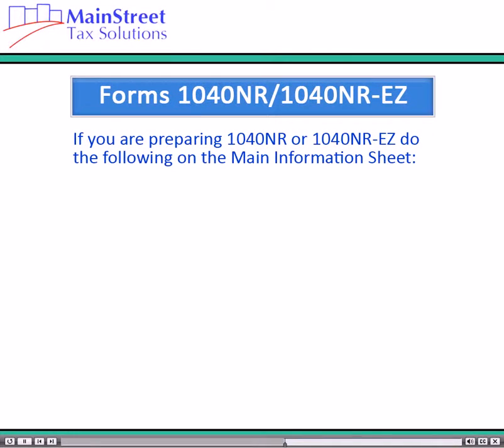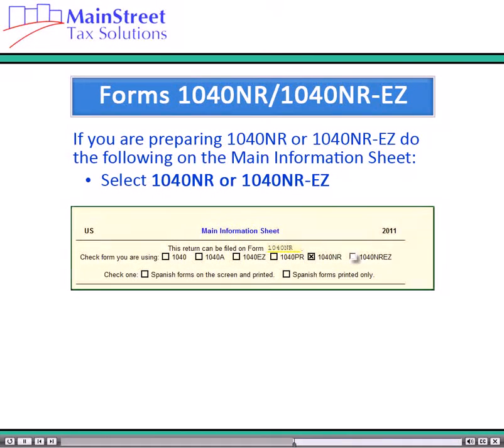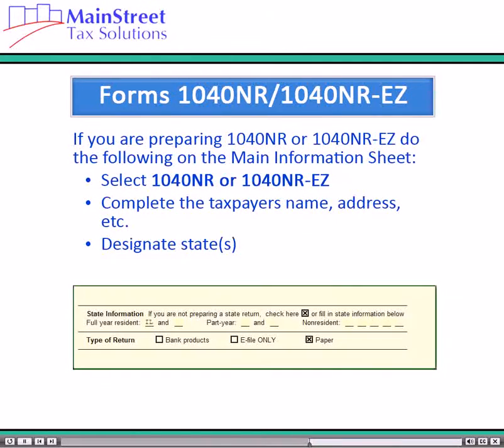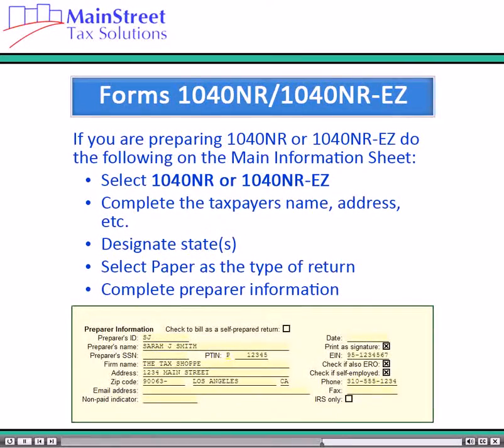If you are preparing 1040NR or 1040NREZ, do the following on the main information sheet. Select the 1040NR or 1040NREZ checkbox at the top of the form. Then fill in the taxpayer's name, address, and other information. Designate the state or states you want to file in the States section. Select paper as the type of return, and fill in your preparer information.